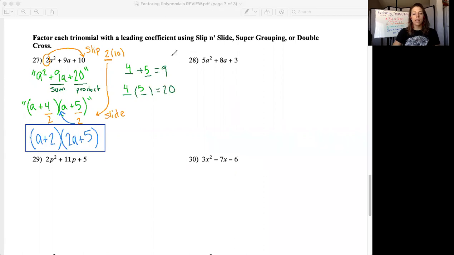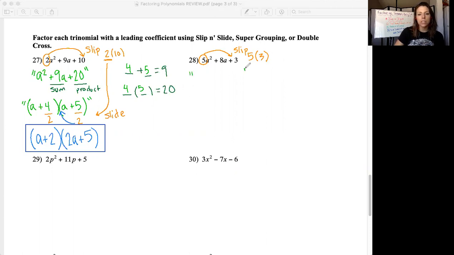Let's try it on another example. Again, trinomial, leading coefficient is greater than 1. So we're going to take 5, our leading coefficient, and slip it down to the end. So now we have 5 times 3. That was our slip. Now we're working in this alternate universe.